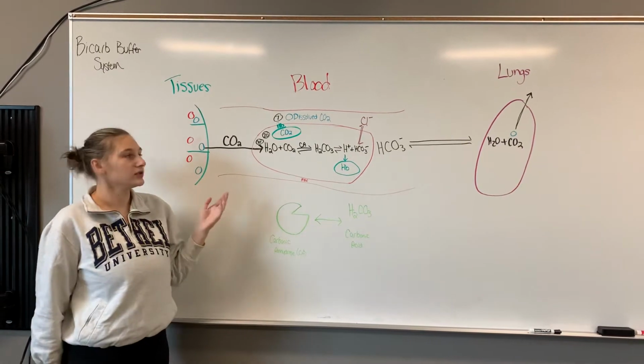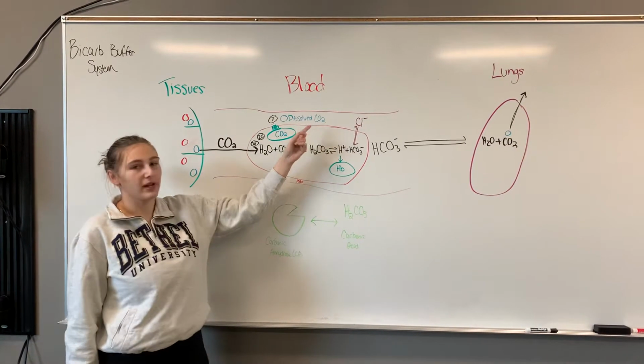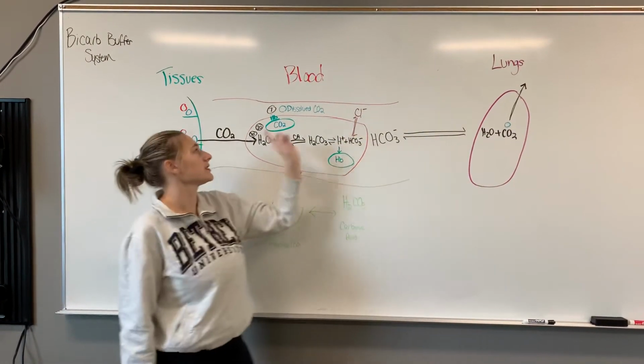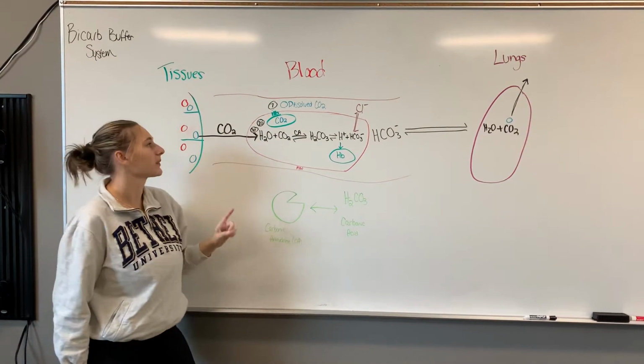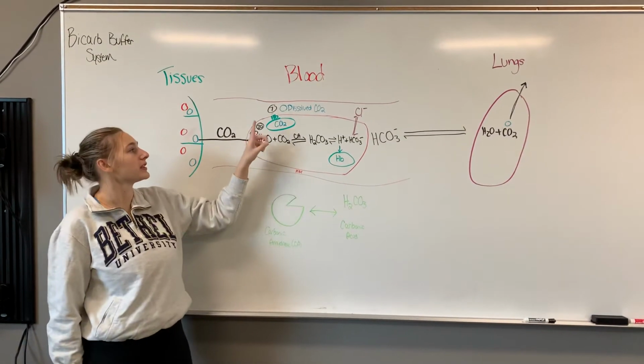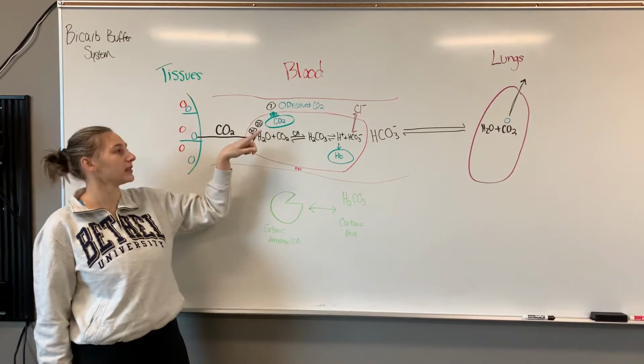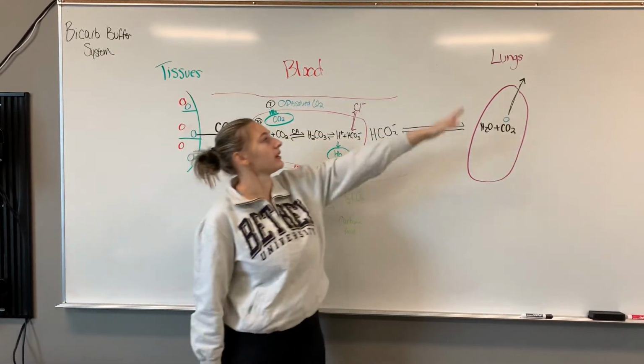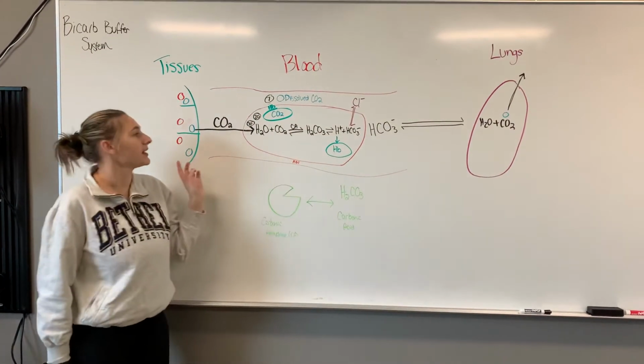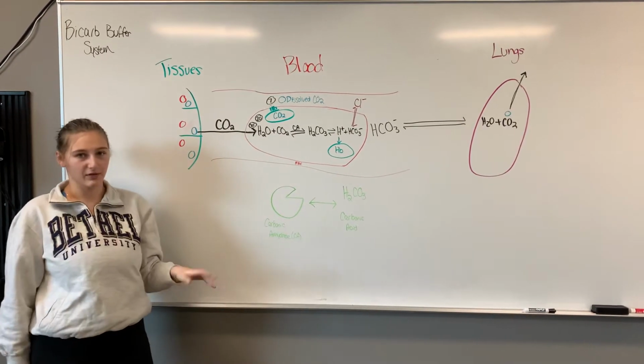The first thing it could do is dissolve into your plasma and then travel that way out of the lungs. 7% of your CO2 will do this. 20% of your CO2 will attach onto a hemoglobin on the red blood cell and ride it out of the lungs. And the third option is what 70% of your CO2 will do.